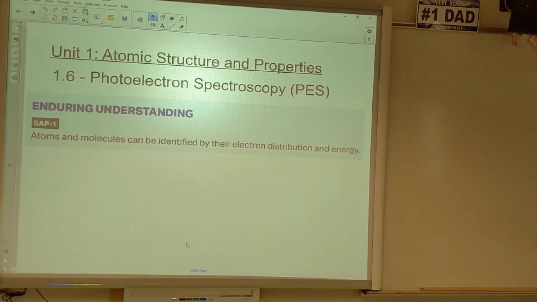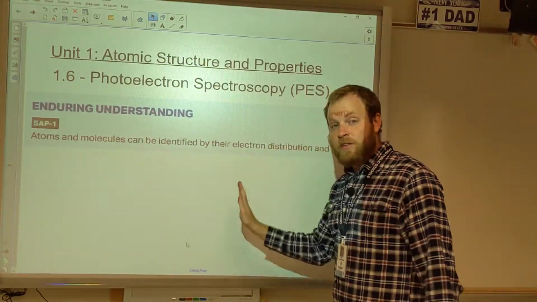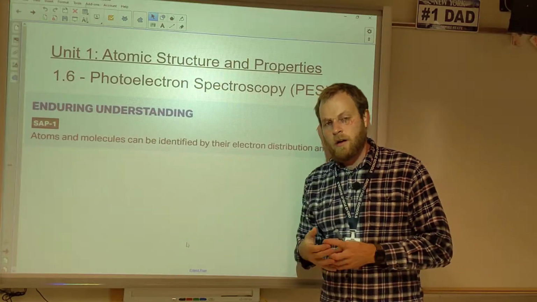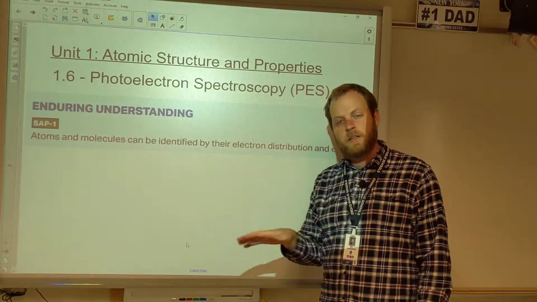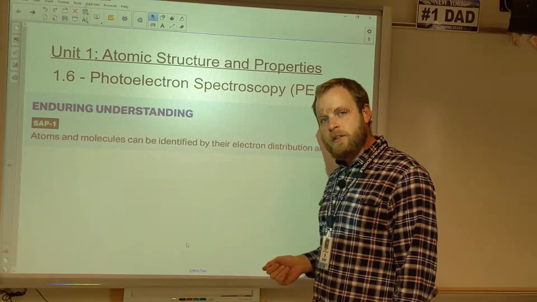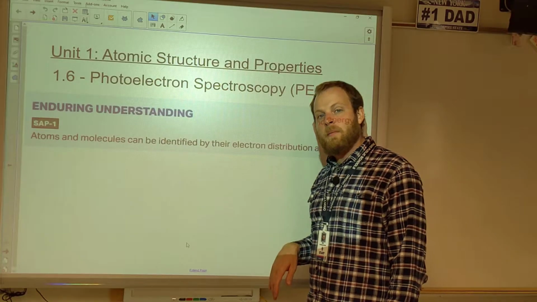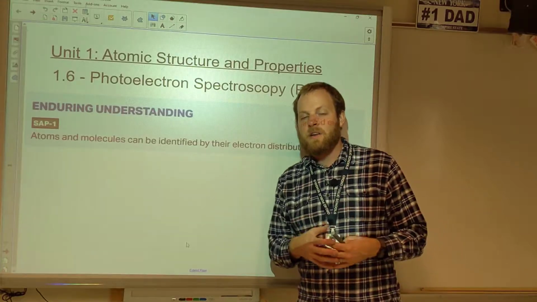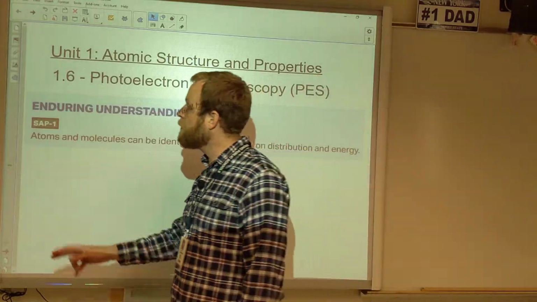Okay, this learning target is about photoelectron spectroscopy, which is PES. All this is, and it's no more complicated than this, all this is a graphical representation of the electron configuration. So instead of 1s2, 2s2, 2p6, etc., it'll have a graph of the energies required to remove electrons in each subshell. The energy required to remove an electron is going to be more the closer it is to the nucleus. So think about gravity. The closer you are to a planet, the stronger the gravity. So the closer the electrons are to the nucleus, the more energy it takes to remove them.